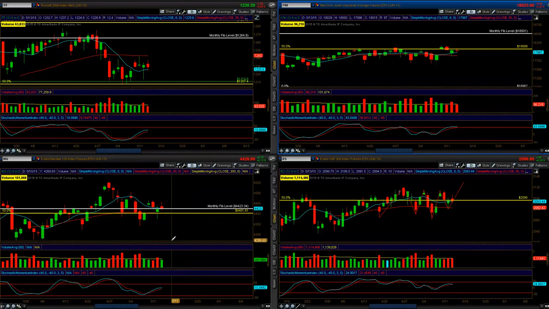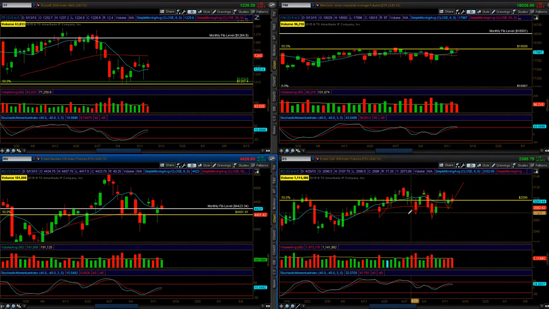Similar picture on the Nasdaq, with volume just approaching the 60 period average there, holding up at the monthly fib level and also doing the chop here at the daily fib level of 50% at 44.01.